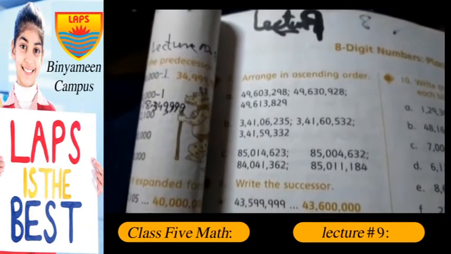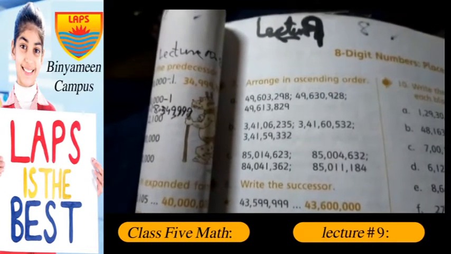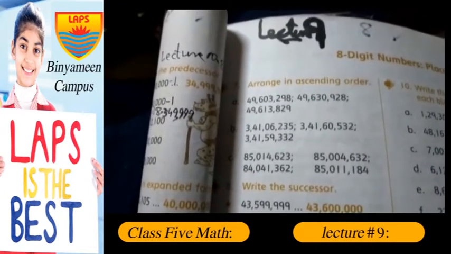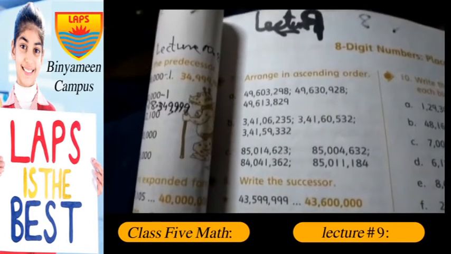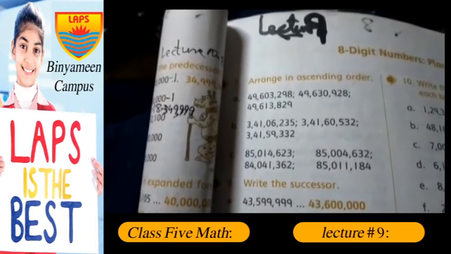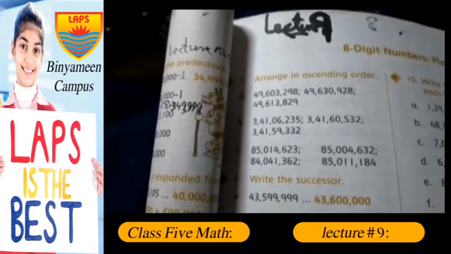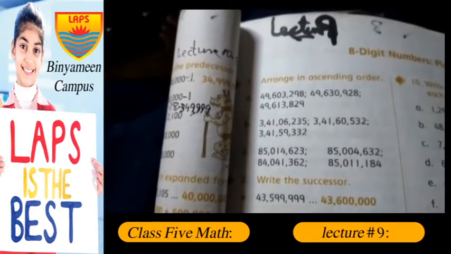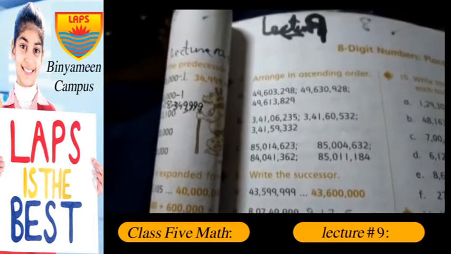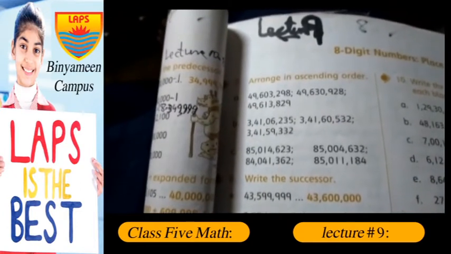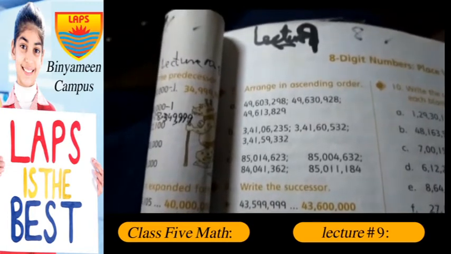49,603,298, then 49,630,928, and 49,613,829. First you write the smaller value, 49,603,298, already the smaller value. Then you write 49,613,829. Then you write at the last 49,630,928.